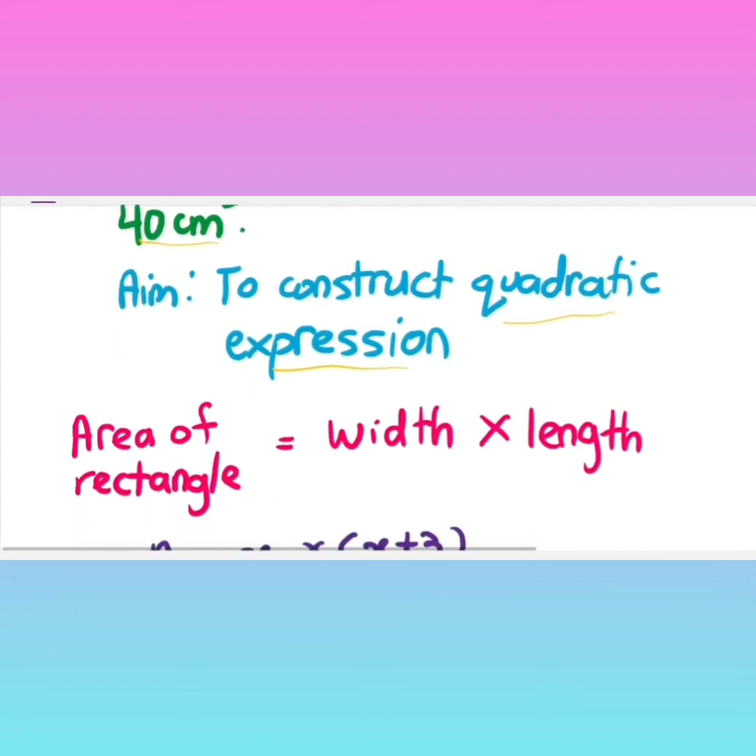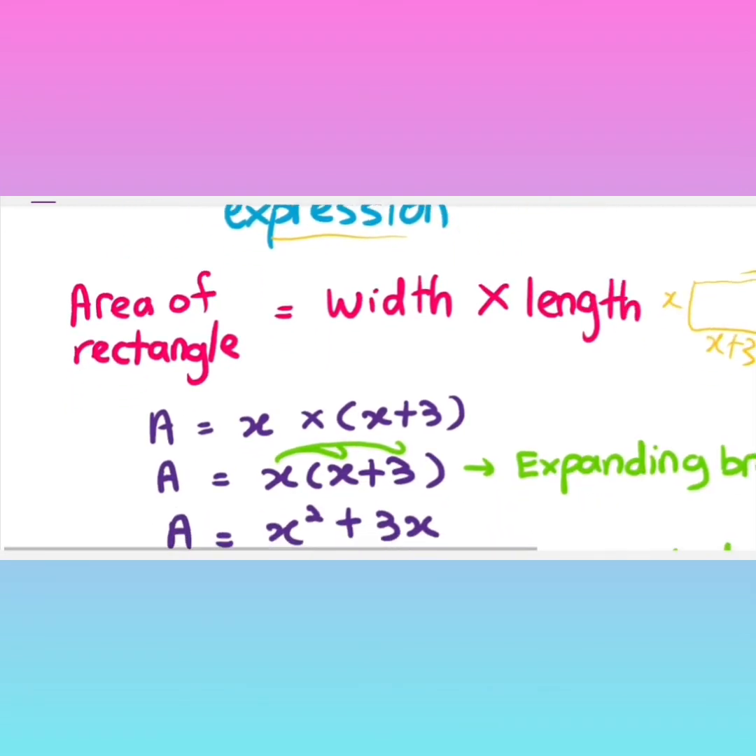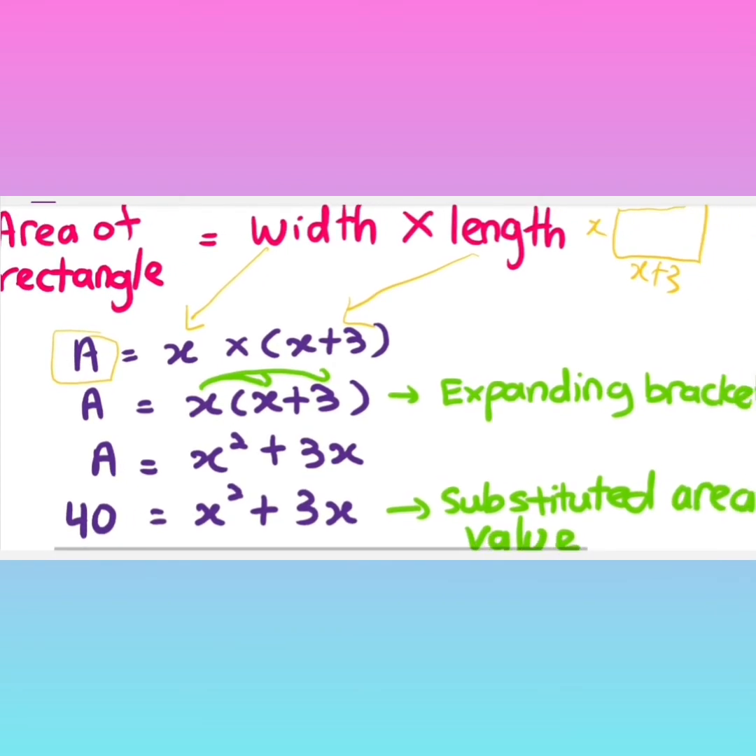So we know that usually the area of a rectangle is width times the length. So here our length is actually x plus 3 and width is x, alright. So now what we're going to do is we're going to write down the formula. So this is A, which stands for the area, x is actually the width, and x plus 3 is the length. Okay, so we're going to be expanding the brackets.